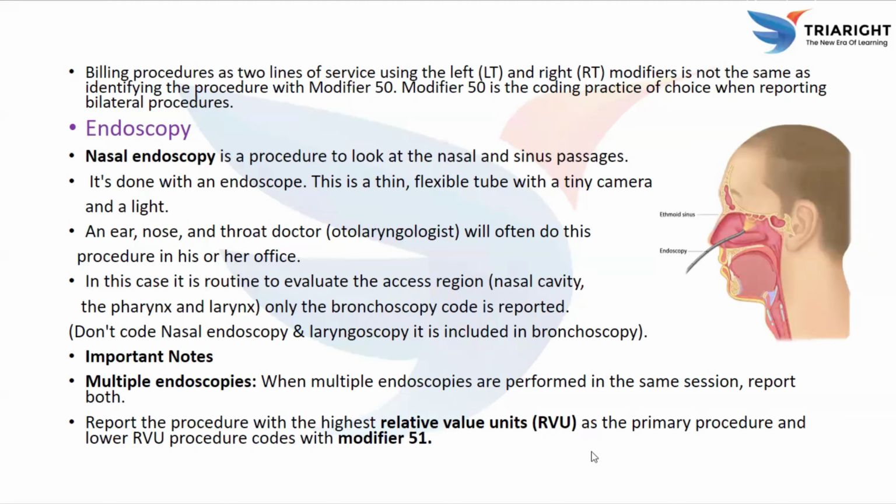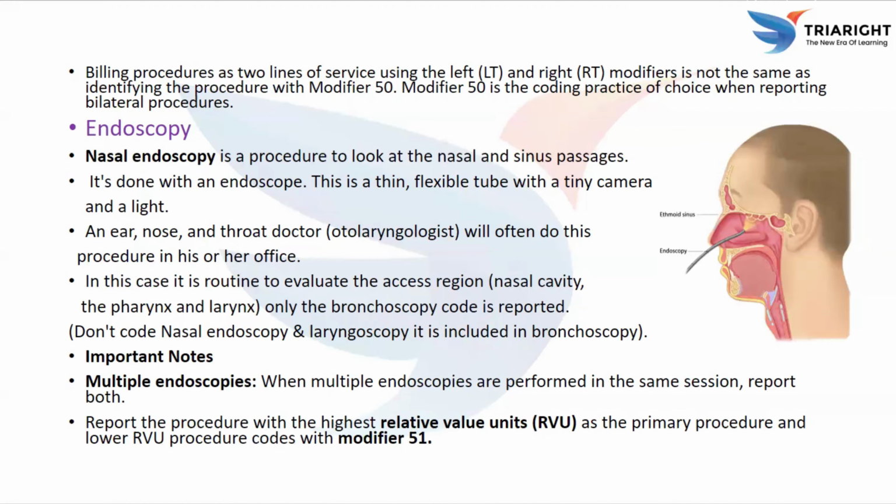So what is this RVU rule plus modifier 51? So what are these RVUs? These are the relative value units. These represent the work, time and complexity of a procedure. Report the procedure with the highest RVU as the primary code and report the additional procedures with modifier 51.